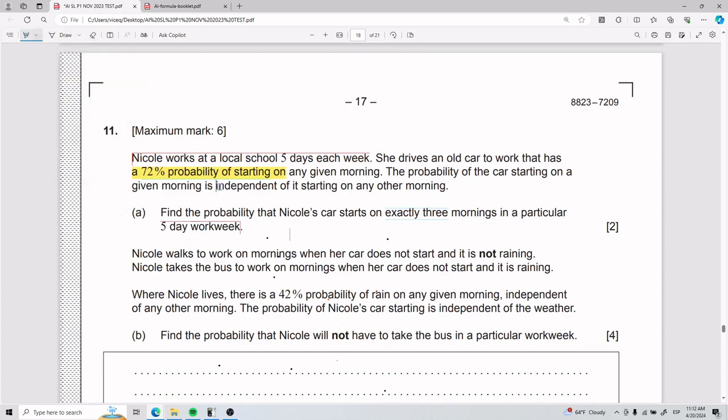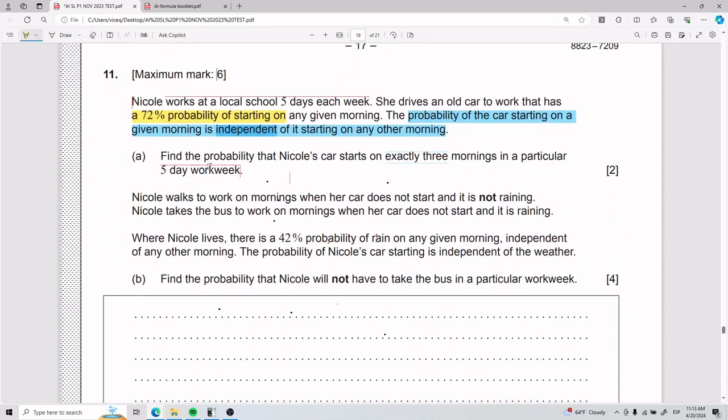So what it is saying here is that the probability of the car starting is independent of it starting on any other morning. If, for example, yesterday it did start, that doesn't mean that today it's more likely for it to start. Or if yesterday it didn't start, that doesn't mean that today it's more likely for it to not start. So it doesn't matter what happened yesterday, the probability will always be 72%.